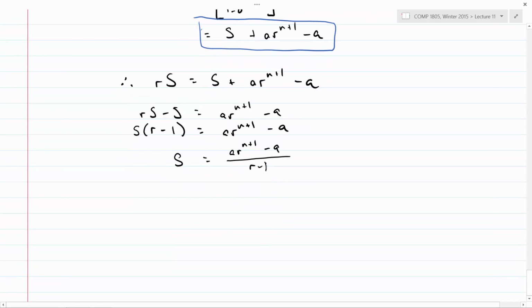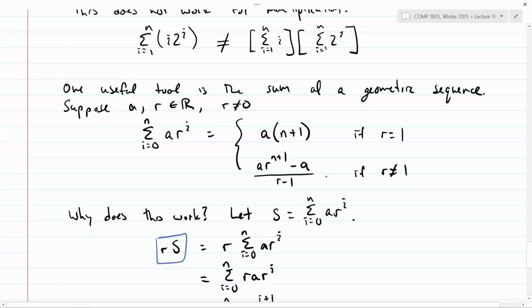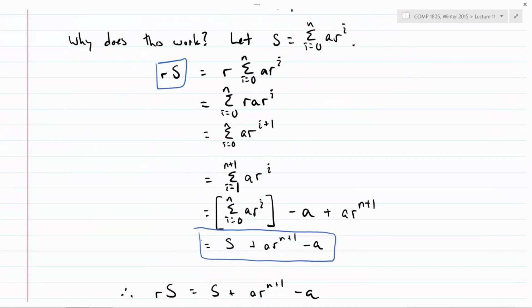And notice that this S is exactly what I was trying to find. Right? This S here is the sum from i equals 0 to n of ar to the i. So I have this formula right here for it. And if I look back up at what I said it would be, it's exactly that. So this is an example of how you solve one of these summations. Does that make sense? This derivation is tricky because you probably haven't seen anything like this before. This is the kind of thing that we do with sums.